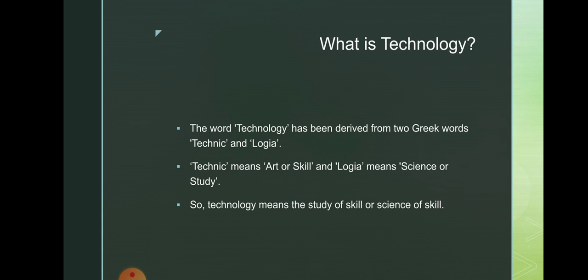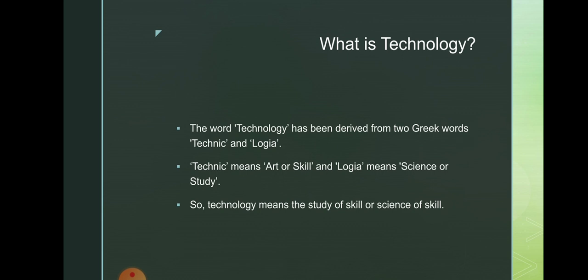know what is technology. The word technology has been derived from two Greek words, one is technique and one is logia. Now, what does technique mean? Technique means art or skill, okay, and logia means what? Science or study. So, technology means the study of skill, or the science of skill.